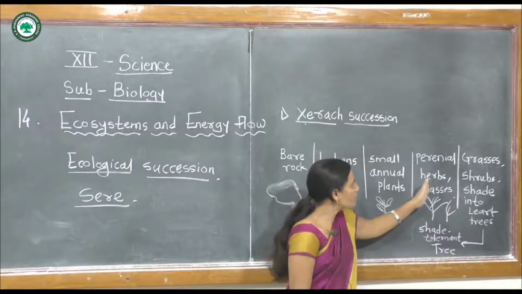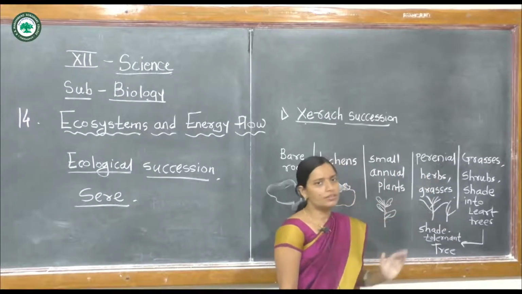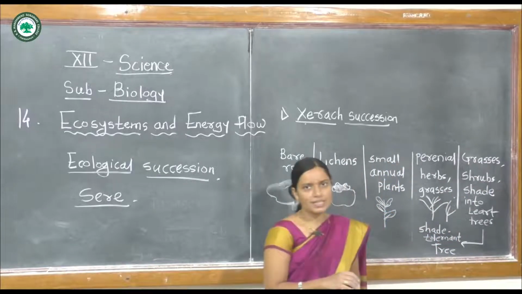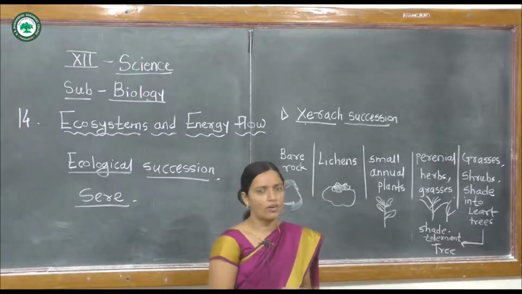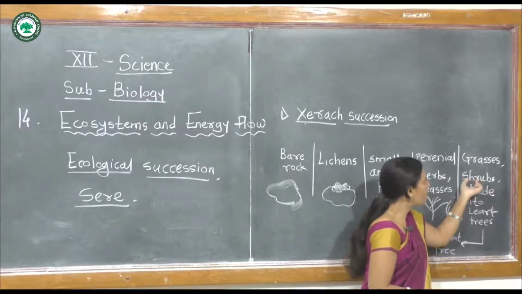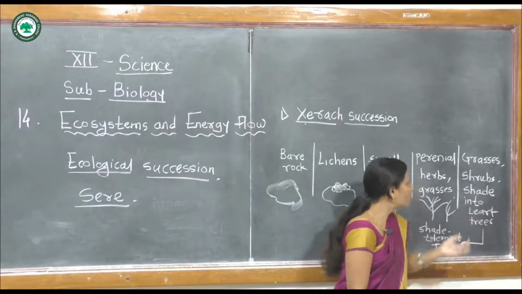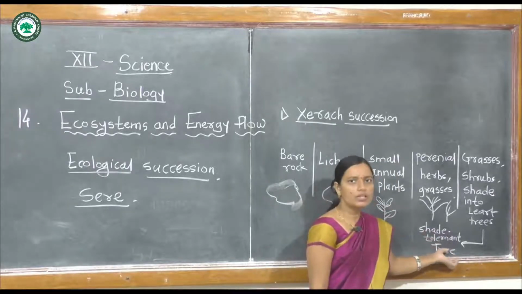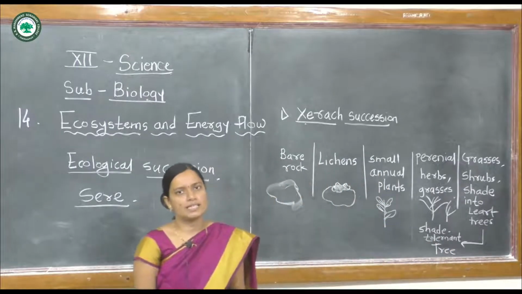Herbaceous plants are formed, then the grasses, and then the next stage, the shrubs. The first plant is a herb, the smallest plant, and later the herbs develop and increase in length, so the height increases. Then the shrubs form, and they give way to shade-tolerant trees. In the last step, trees are produced. The shade-tolerant trees form in the last step of the xerarch succession.